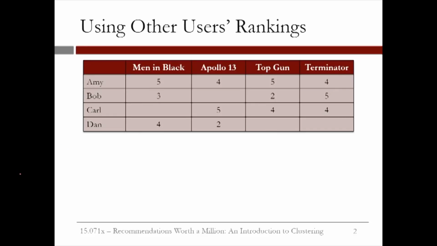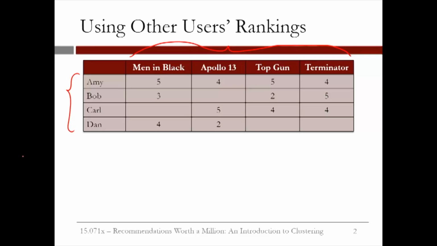As an example, suppose we have the following user ratings for 4 users and 4 movies. Our users are Amy, Bob, Carl, and Dan, and our movies are Men in Black, Apollo 13, Top Gun, and Terminator. The ratings are on a 1 to 5 scale, where 1 is the lowest rating and 5 is the highest rating. The blank entries mean that the user has not rated the movie.